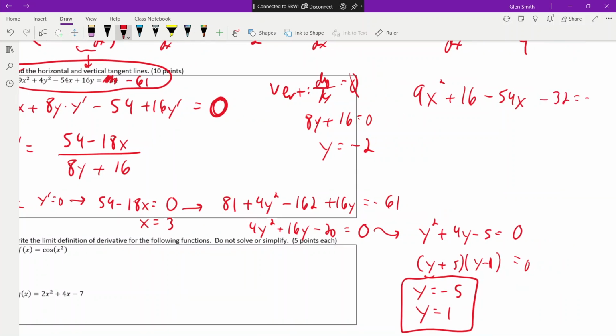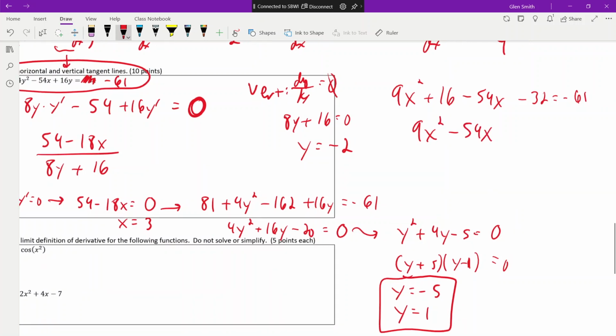That's going to give me 9x squared plus 16 minus 54x minus 32 equals negative 61. And then that's just a quadratic. We just got to get this in the right form to solve it. So we have negative 16 plus 61, is that 45? I think it's 45.